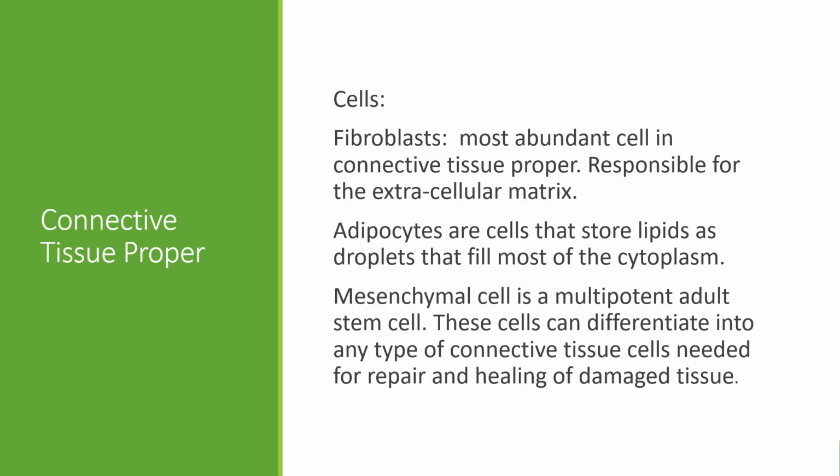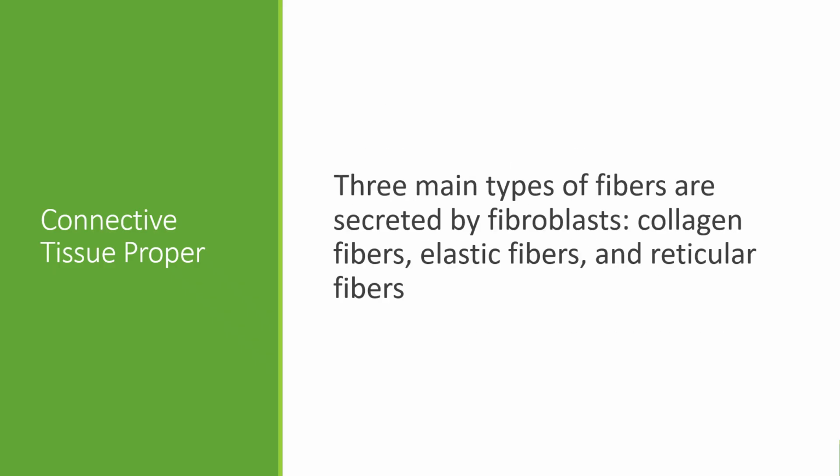So looking at these connective tissues proper, the cells that we're going to find include fibroblasts. These are the most abundant type of cell that you'll find in connective tissue proper. It is responsible for making that extracellular matrix that I mentioned. Adipocytes are cells that store lipids as droplets, and they fill up most of the cytoplasm. Mesenchymal cells is another type of cell that you'll see in connective tissue. This is a multipotent adult stem cell, sometimes called pluripotent is another term for that. These cells can differentiate into any type of connective tissue cells needed for repair and healing of damaged tissues.